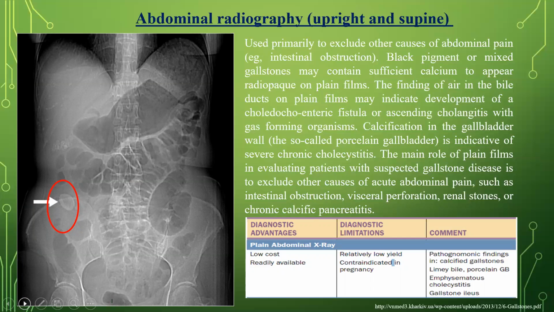The main role of the plain films is evaluating patients with suspected gallstone disease, either due to urgent need or not urgent, but needing to exclude other causes of acute abdominal pain, such as obstruction, perforation, renal stones, and chronic calcific pancreatitis. Some diagnostic advantages of this imaging are low cost and ready availability, especially if the patient has some salts in their stones. Limitations are low yield, and it is contraindicated for pregnant patients.